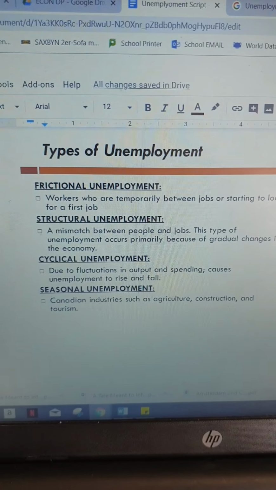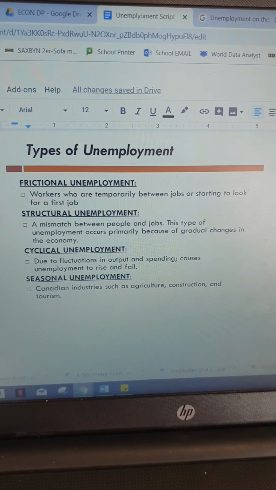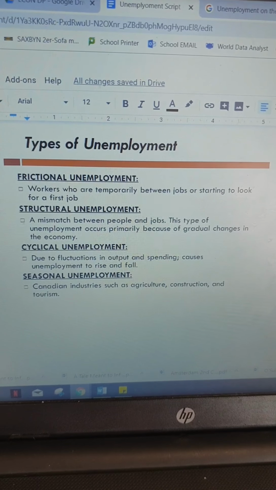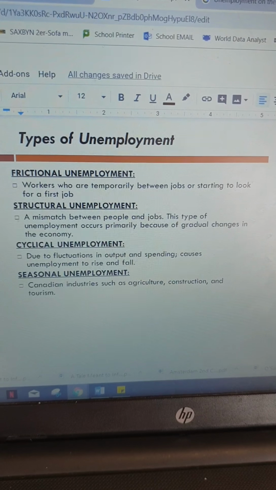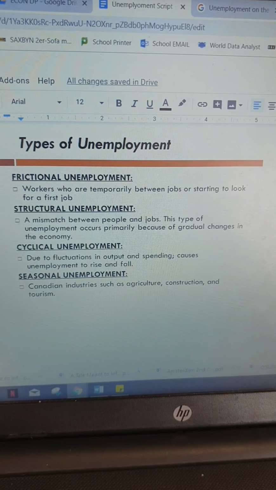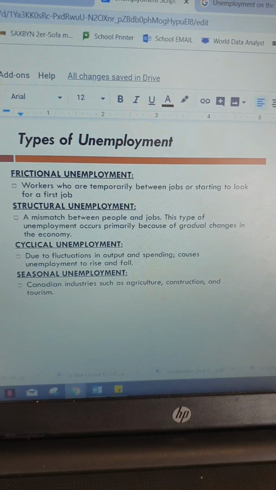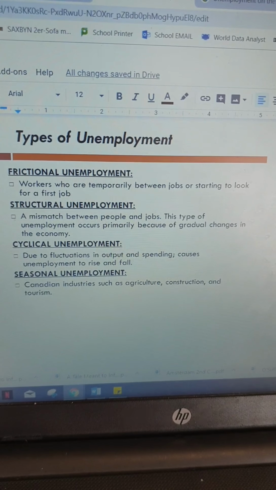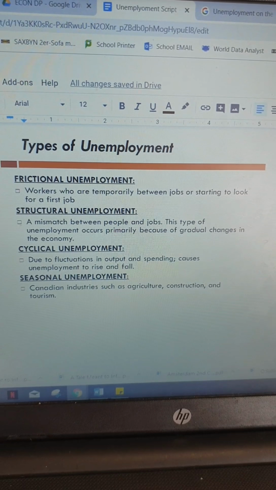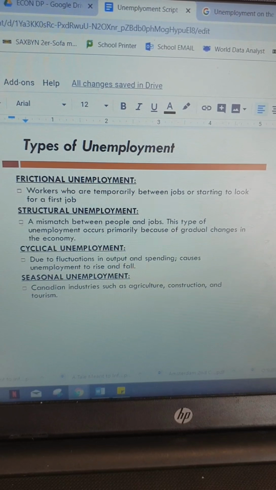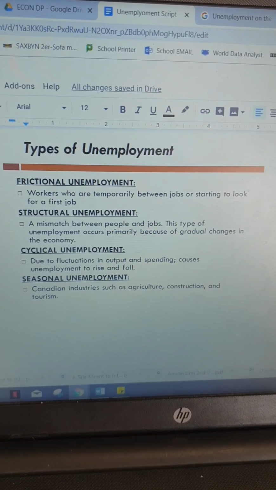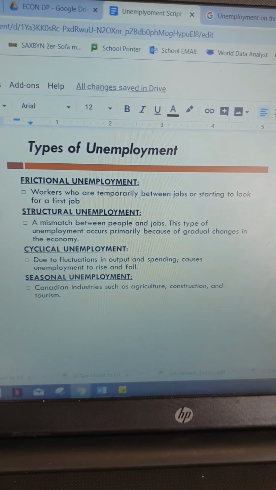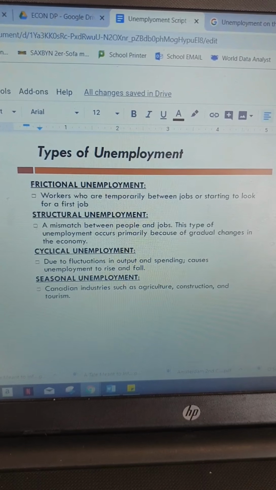Frictional unemployment: workers who are temporarily between jobs or starting to look for a first job. Structural unemployment: a mismatch between people and jobs. This type of unemployment occurs primarily because of gradual changes in the economy. Cyclical unemployment: due to the fluctuations in output and spending, causes unemployment to rise and fall. Seasonal unemployment: Canadian industries such as agriculture, construction, and tourism, or just jobs that are only operating at one time during the year.